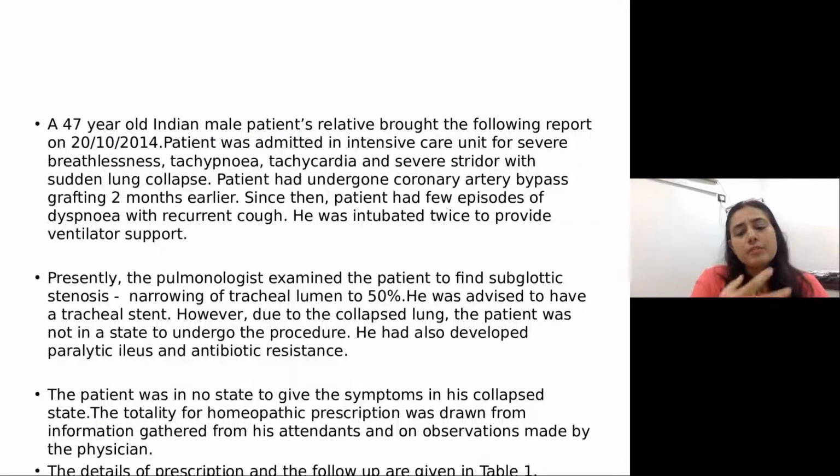So when this patient was admitted in the hospital, he was gasping for breath. He had tachycardia, severe stridor.